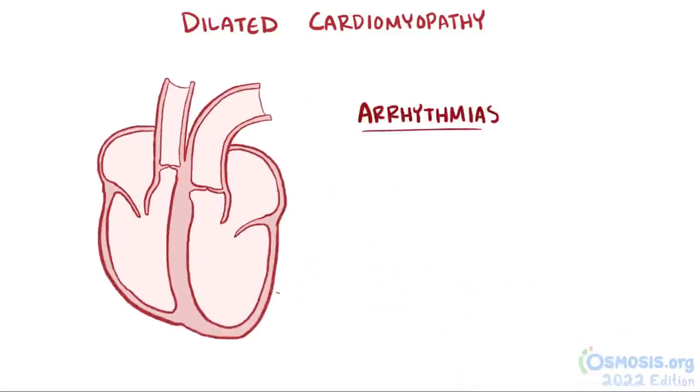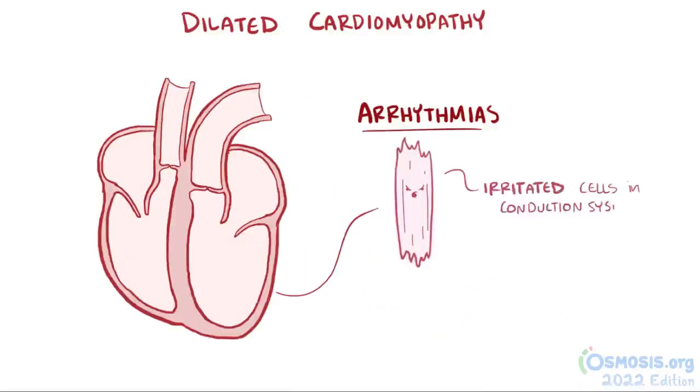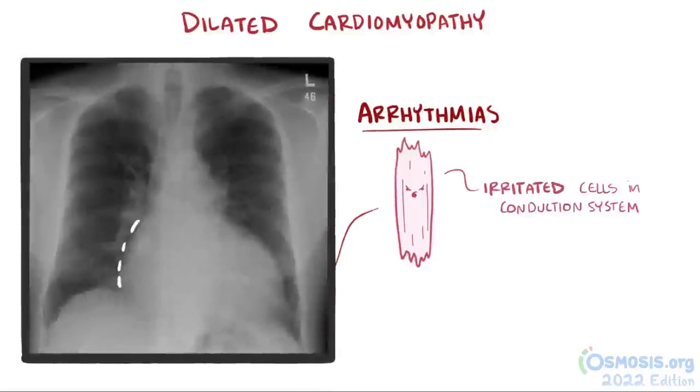Arrhythmias can also be a complication, because stretching out that muscle wall can irritate the cells in the conduction system, which are within those walls. Sometimes an X-ray can be helpful for diagnosing dilated cardiomyopathy.